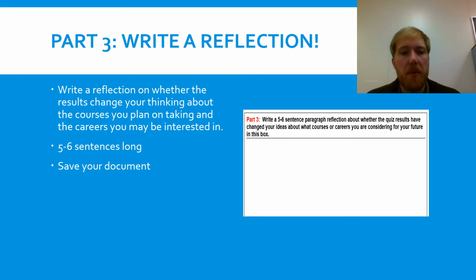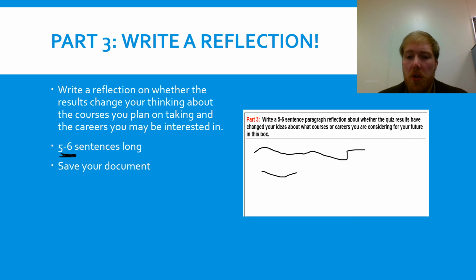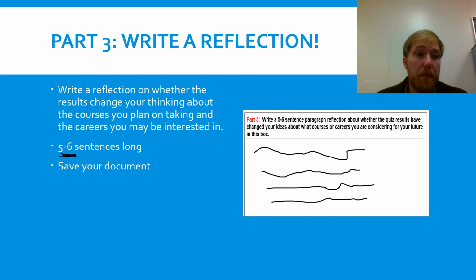Part 3 of this assignment is really simple. You're writing a reflection of your results of your 2 quizzes, so the hypersonic quiz and the multiple intelligence quiz. And it's a reflection on whether the results change your thinking about the courses you plan on taking in the future, or maybe even the career that you're planning on. It's 5 to 6 sentences long, so please make sure that it is 5 to 6 sentences. And then when you're done, save your document and make sure that you're writing it in the Part 3 section of that template that we have been working on this whole time.